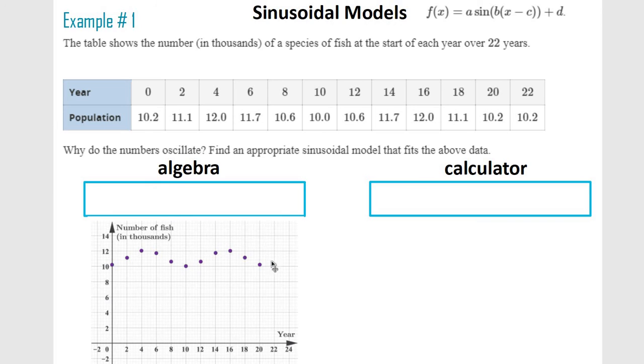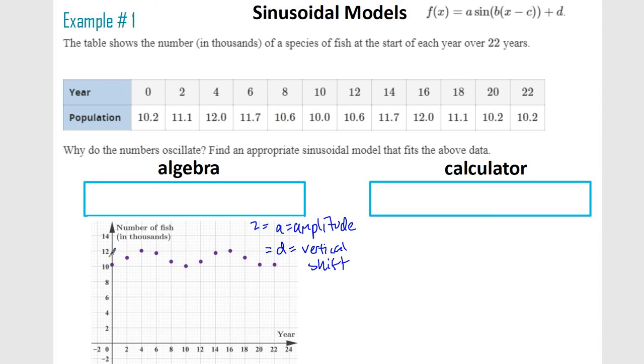So in a trig function, you want to look for the amplitude. The amplitude would be half of the total height. So if the height of the whole function is only 2, then the amplitude would be 1. The amplitude would be our A. Oh, D is your vertical shift.